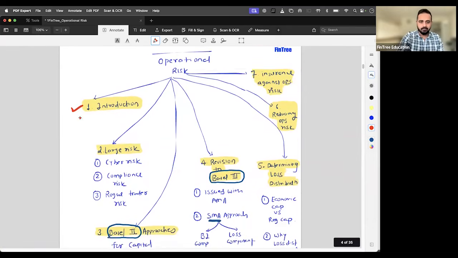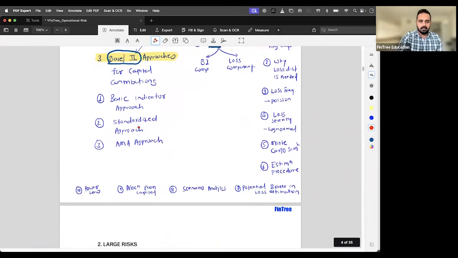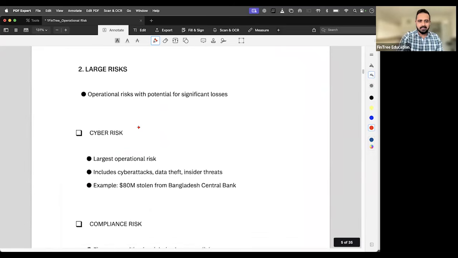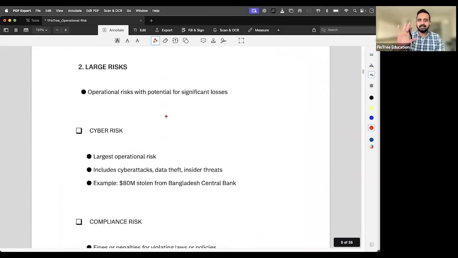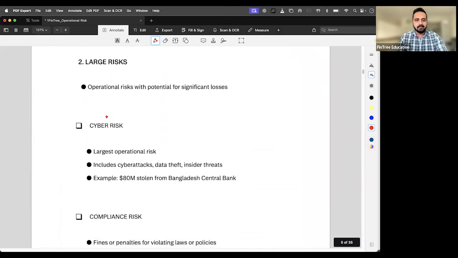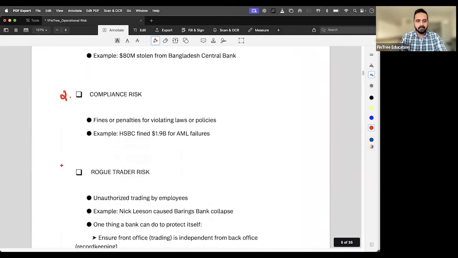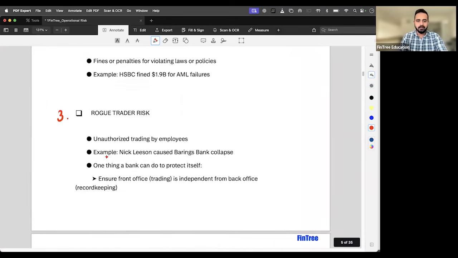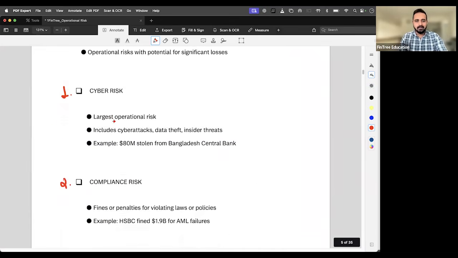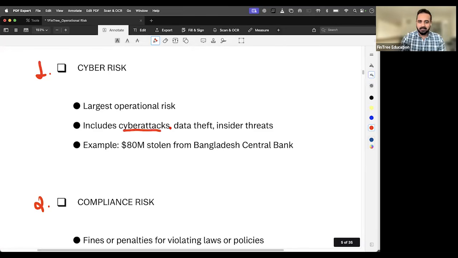Okay, so introduction is out of our way. Now we start with the large risk. Now, what are large risk? So again, Basel Committee defines 3 risks which they feel, out of the multiple risks that we have, are relatively larger in size. Now, what are the 3 risks? Number 1, cyber risk. Number 2, something going wrong in compliance. Number 3, rogue trader risk. Okay. Now, what is a cyber risk? Includes cyber attack, fairly straightforward.